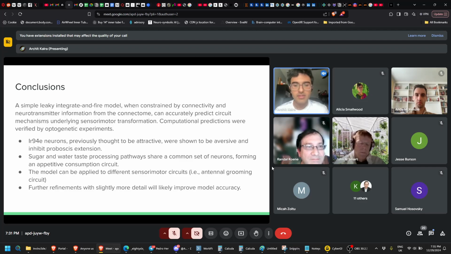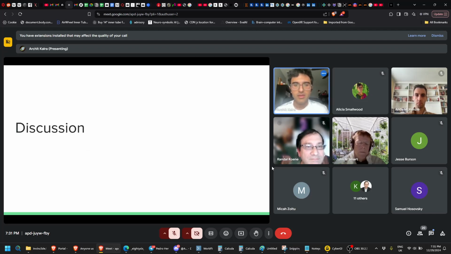The model can be applied to different sensorimotor circuits, such as the antennal grooming one, which shows the versatility of this model. And further refinements with slightly more detail, as mentioned earlier, will likely improve model accuracy, which can add significant value to studies like this and to neuroscience overall. So that was overall the Journal Club, and I'd love to open it up for discussion.